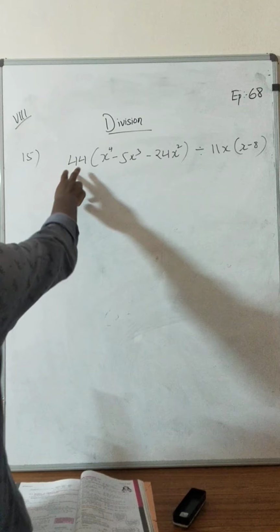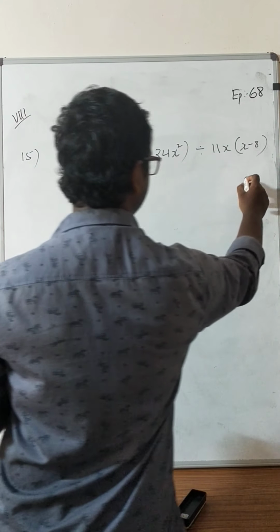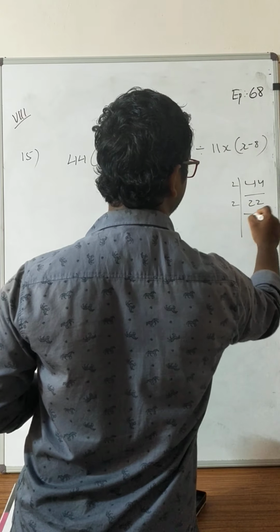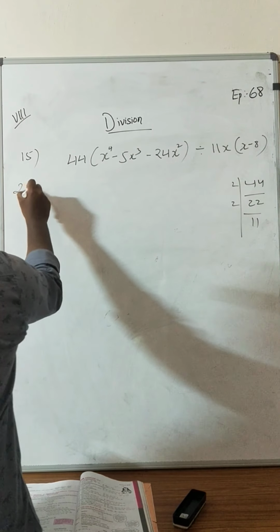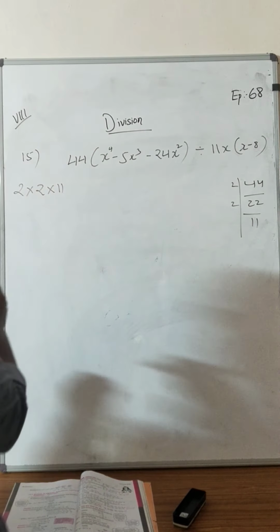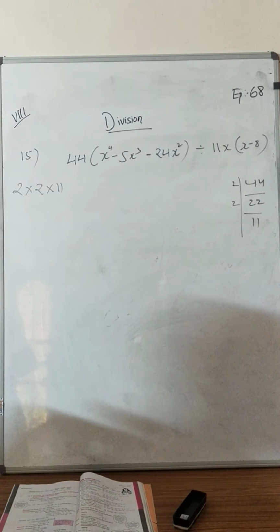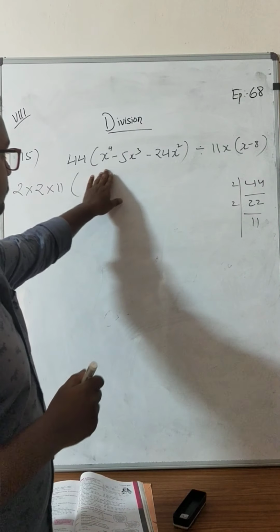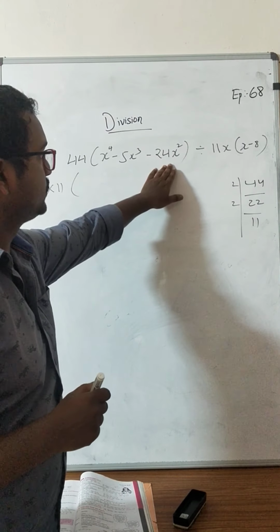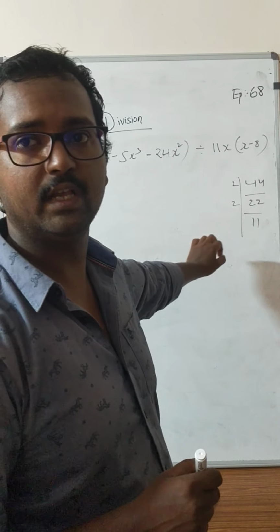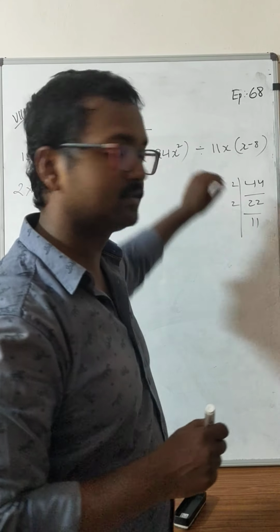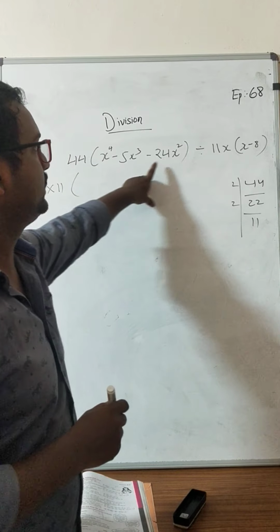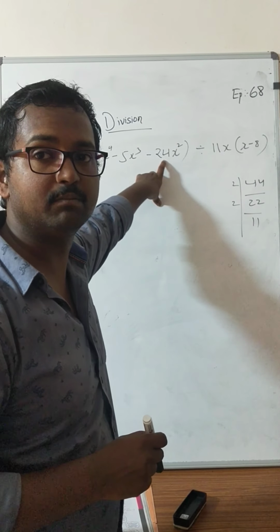Where we take out common factor, where we split the numbers. So 44, what is 44? 44 is 2 into 22, 2 into 11. So 2 into 11 is 44. Next, x power 4 minus 5x cube minus 24x square. What can we take common from these three terms? We cannot take any number as common, because here it is 1, here it is 5, here it is 24.